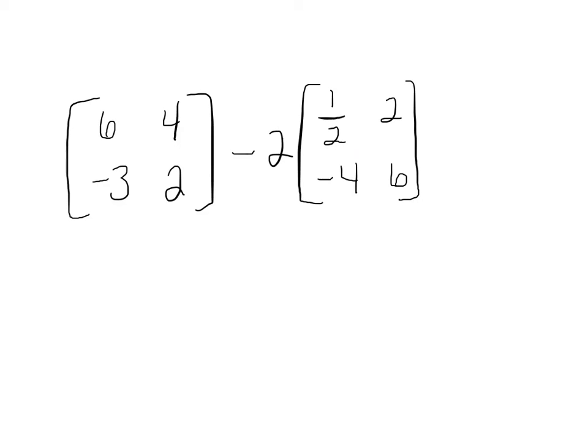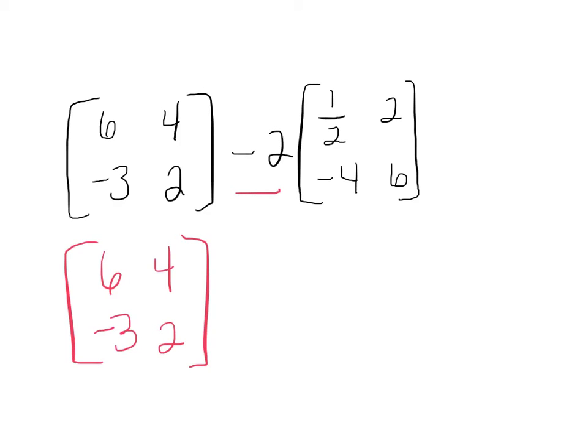We multiply before we add or subtract, so we need to multiply the 2 here, okay, times our second matrix before we can combine them. So I'm going to go ahead and rewrite my first matrix. Okay, and now I'm going to go ahead and multiply the 2 by my next one. So 2 times 1/2 is 1. 2 times 2 is 4. 2 times -4 is -8. And 2 times 6 is 12.